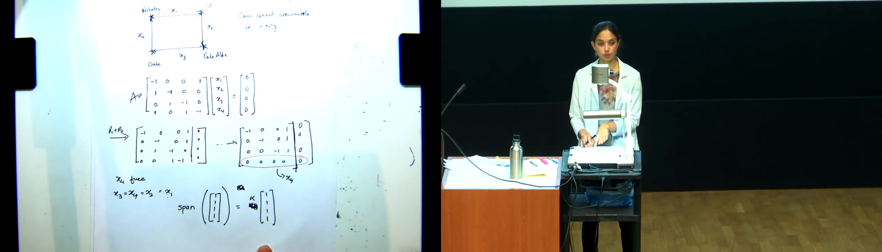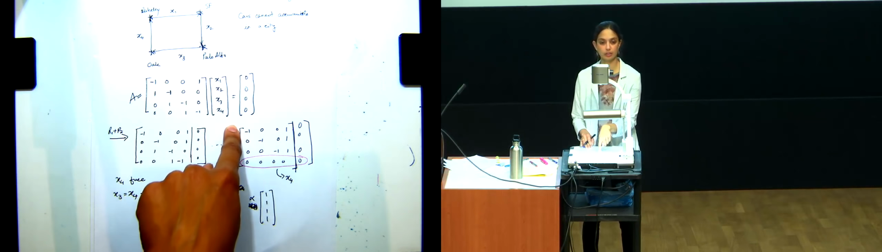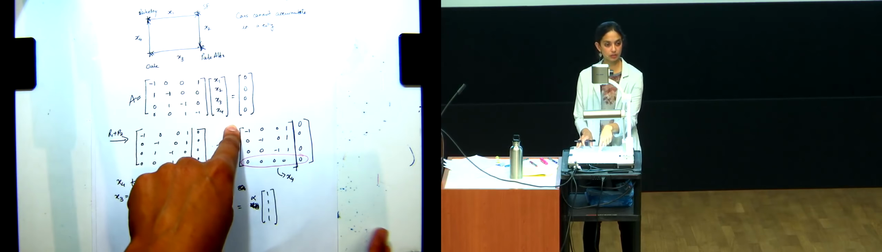It is this thing, right? You just solve for it, right? Because any such vector that you put in, you're going to get out the zero vector. Is that clear to everyone?